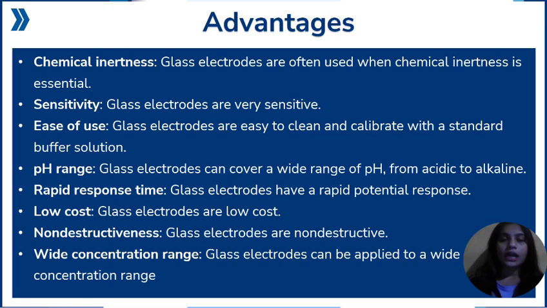The advantages of this experiment: chemical inertness. Glass electrodes are often used when chemical inertness is essential, and they are very sensitive, easy to use, and easy to clean and calibrate with standard buffer solution. Glass electrodes can cover a wide range of pH from acidic to alkaline, which is basic. They have a rapid potential response, are very low cost, and are non-destructive, which does not cause any harm while performing the experiment. Glass electrodes can be applied to a wide concentration range.